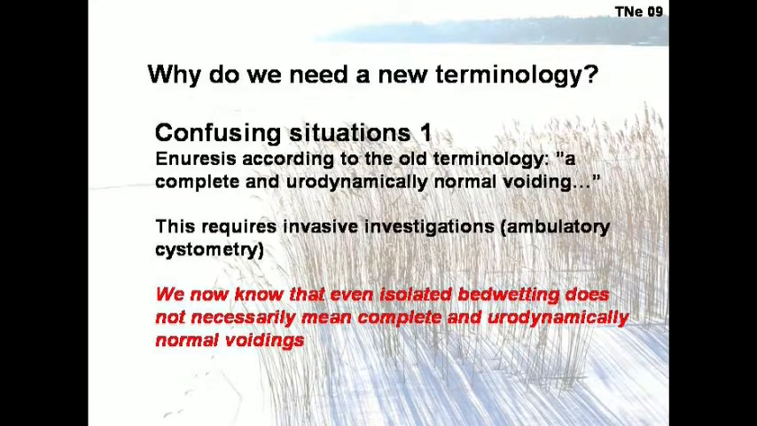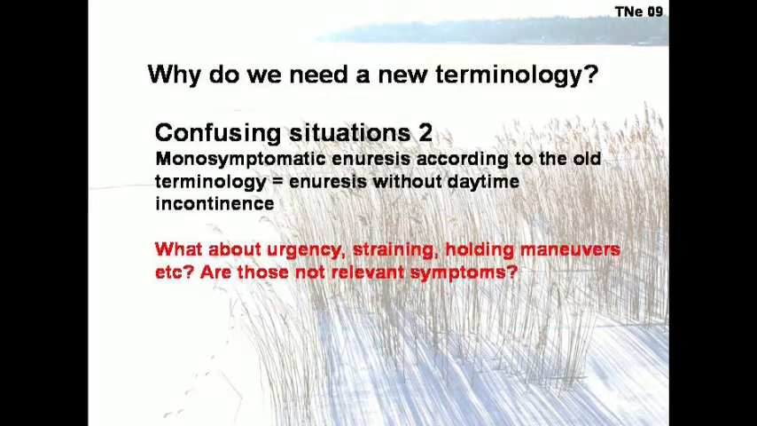Because we knew that a new terminology was needed, just to exemplify some confusing situations. Like enuresis, according to the old terminology, as I just told you, it was meant to be a complete and urodynamically normal voiding, etc. This actually requires invasive investigations, that is ambulatory cystometry, to prove if that's the case or not. And now we know that even isolated bedwetting does not necessarily mean complete and urodynamically normal voidings.